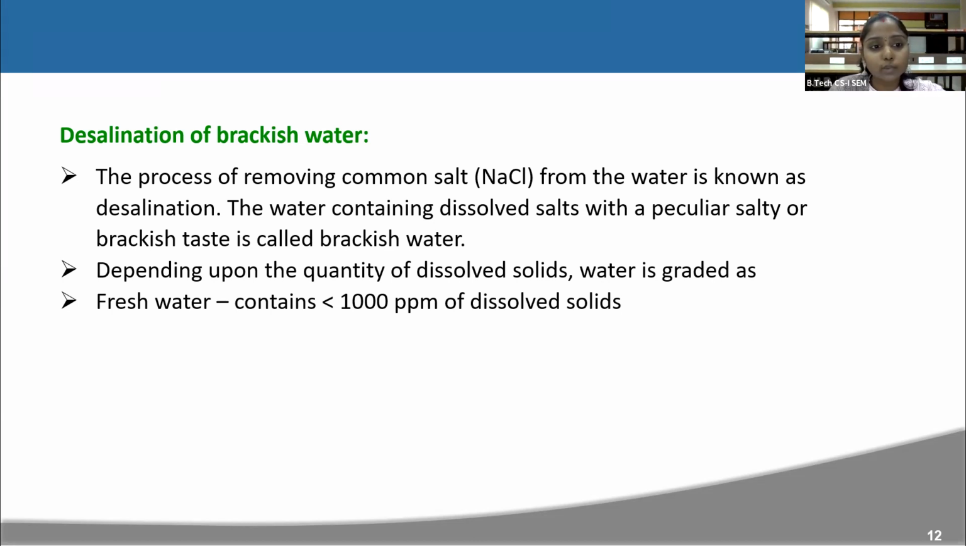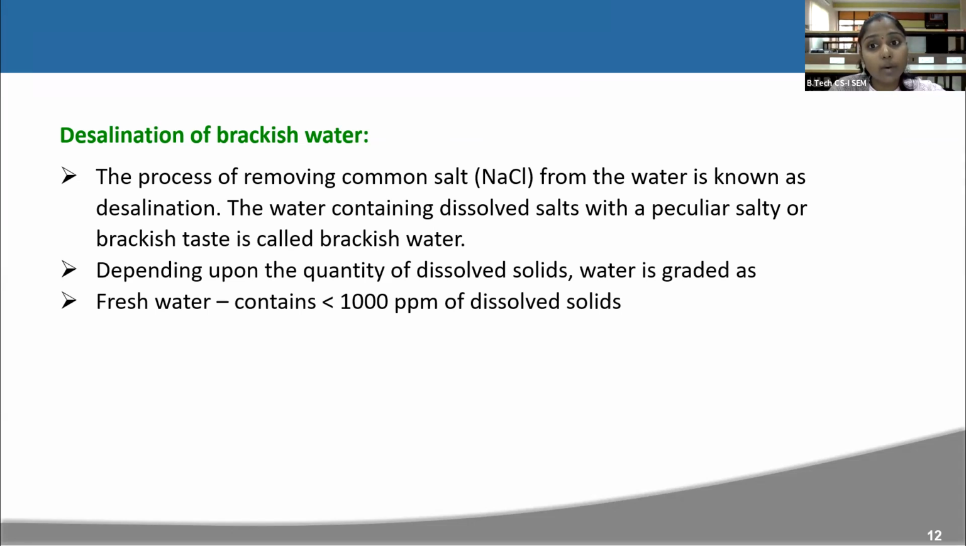Why is brackish water bad? Because brackish water contains a large amount of salts, right? So it has a very salty character. So you cannot drink brackish water because of its salty character.